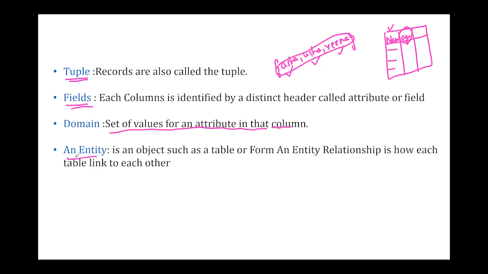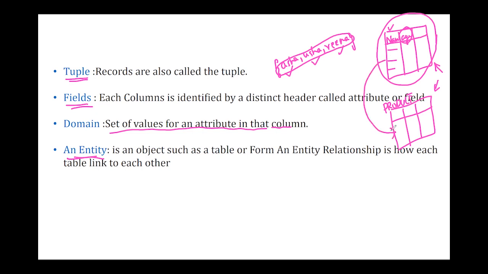What is an entity? An entity is an object such as a table or a form. An entity relationship is how each table links to each other. So when I say entity, you can imagine that this table becomes an entity. It is an object such as a table or a form. So what is the meaning of that? If I have an employee table, and another table called product, of course in a company they are producing certain products. Who is producing them? Employees are producing them. So these tables are related.